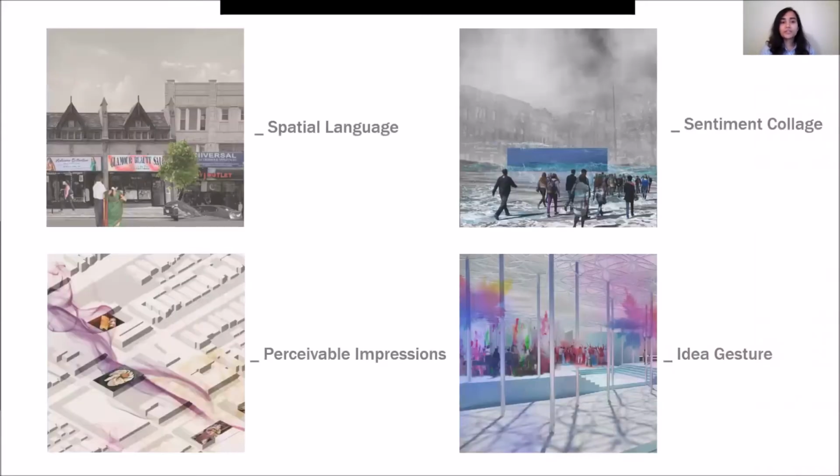The first two parts, which are spatial language and perceivable impressions, are more driven towards documentation. So it tries to document the current aspects of the street. So how do you feel in that space right now? And the second two, which is the sentiment collage and the idea gesture, are more driven towards the synthesis or the solution part. So how does the new element that we are putting into the space change the space, and how does the space then start feeling?